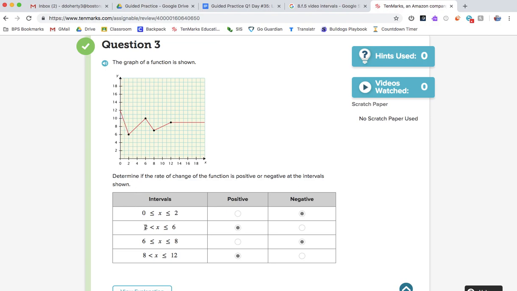The next interval is when x goes from 2 to 6, when x is greater than 2 and it is less than or equal to 6. And we see here this is the stretch on the graph when x goes from 2 to 6, and the red part of the function is increasing when x goes from 2 to 6. So we could say that the slope is positive, or the function has a positive relationship when x is between 2 and 6.